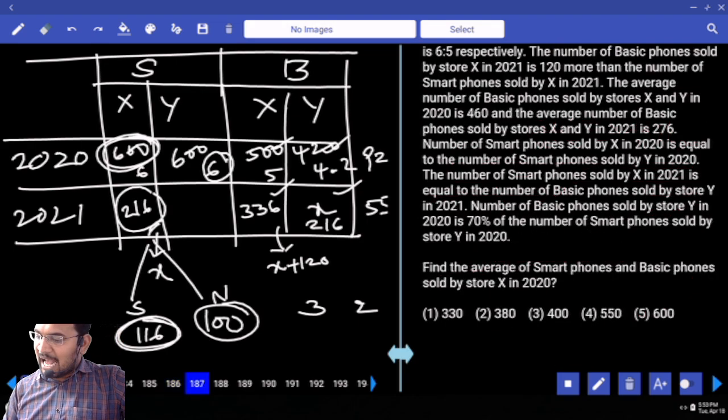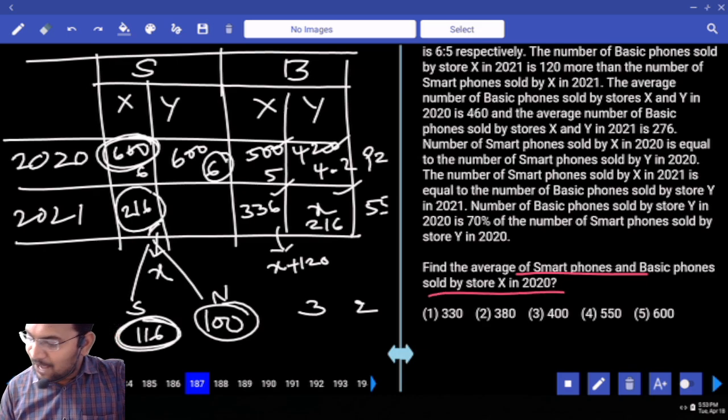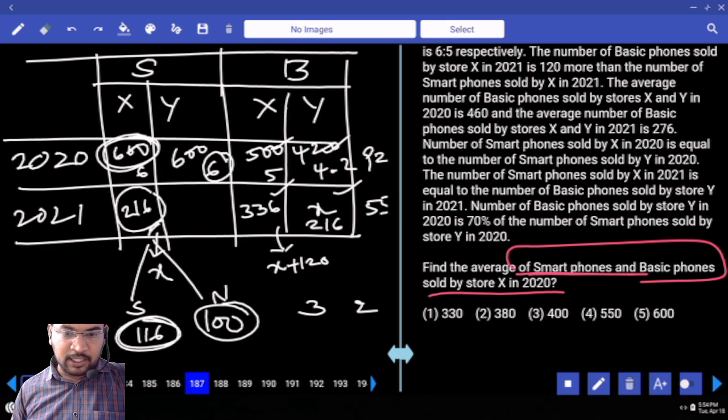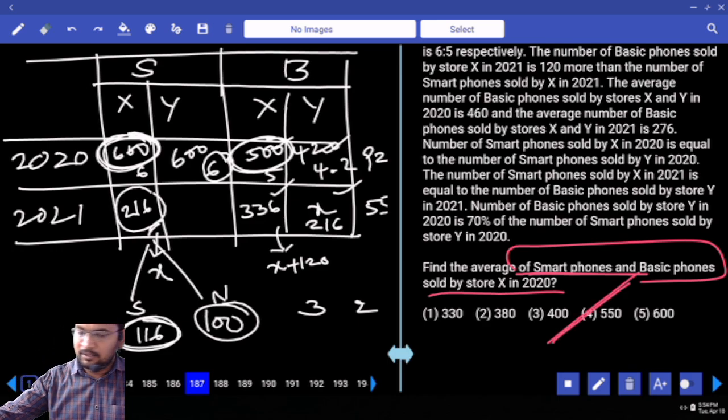Next question. Find the average of smartphones and basic phones sold by store X in 2020. See, 2020 here, how much? 600. Store X, here it is what? Together is? Average is nothing but 550.